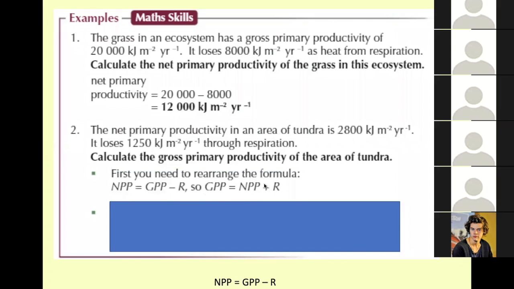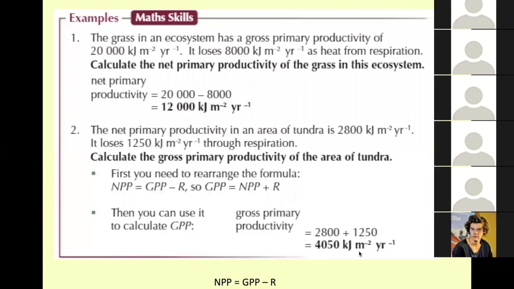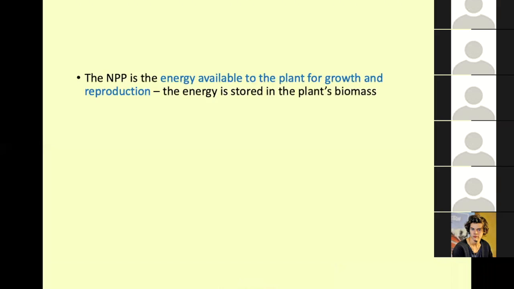As Liam said, he's made GPP the subject by adding it to the other side, and he's come out with 4,050 kilojoules per year, and that's basic GCSE maths, folks. So as I said, looking at that, it's not too challenging, folks, compared with what you might face in chemistry or physics right about now. That's not too bad. Okay, so well done if you've got that.